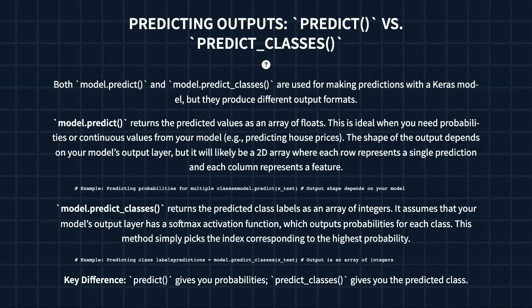Okay, let's talk about how Keras models make predictions. Both predict and predict_classes are used for getting results, but they give you slightly different information. Predict returns a whole bunch of numbers, probabilities for each possible outcome, really. It's great when you need to see the likelihood of something happening. Think about predicting house prices. It will give you a score for each price. On the other hand, predict_classes just tells you which class was predicted. It's perfect if you only care about the category or label, like classifying an image as cat or dog. Essentially, predict gives probabilities, and predict_classes gives you the class labels directly.